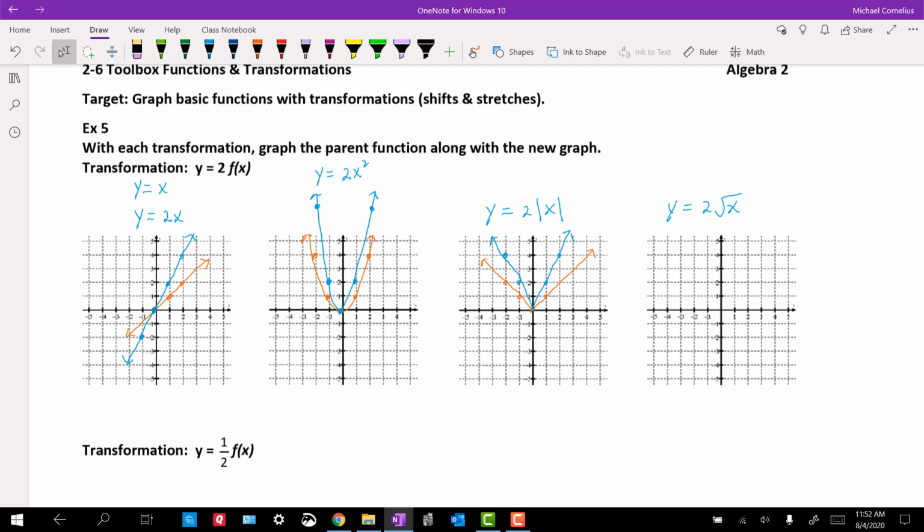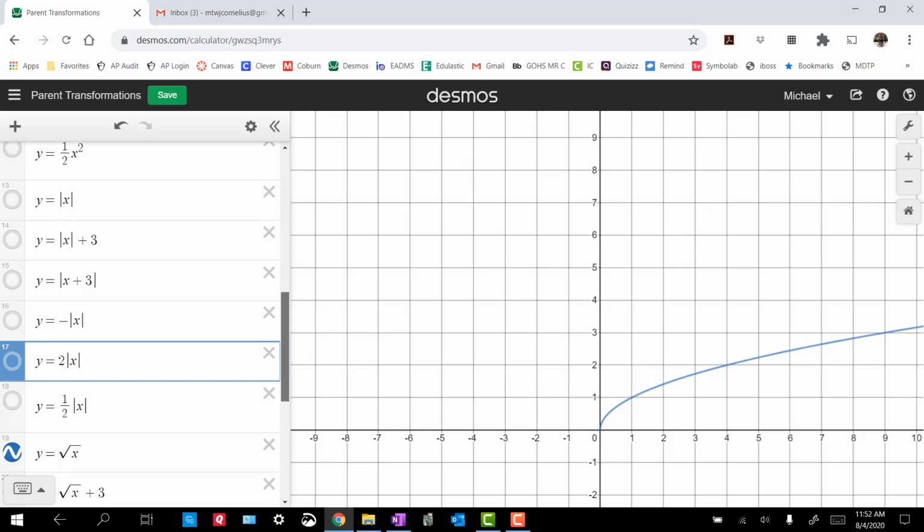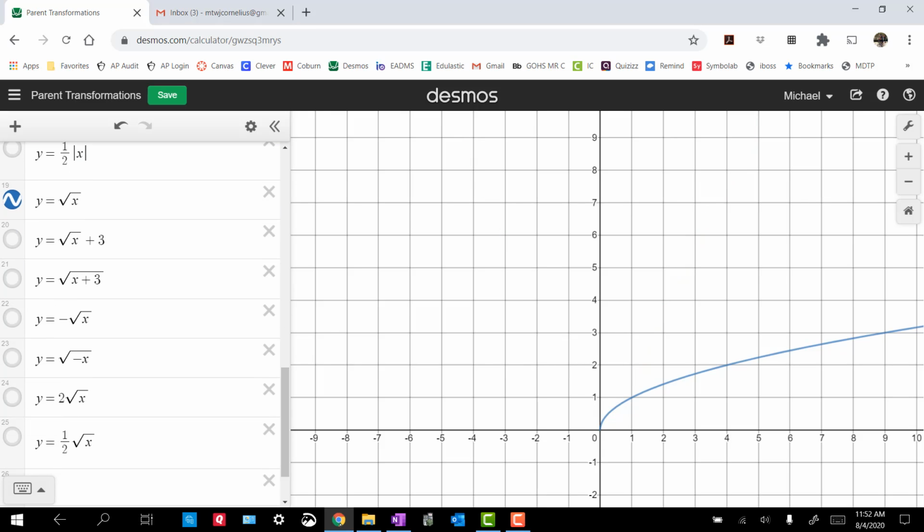All right. Now, what's it going to do to our square root function then? So let's go back and take a look at that guy. So we've got the square root of x. Take that guy off. There's our parent function. And 2 times the square root of x. Again, notice the points. It still starts at 0, 0.